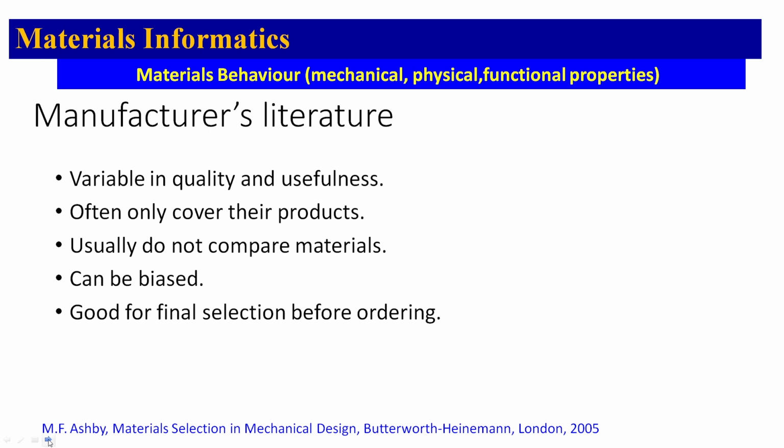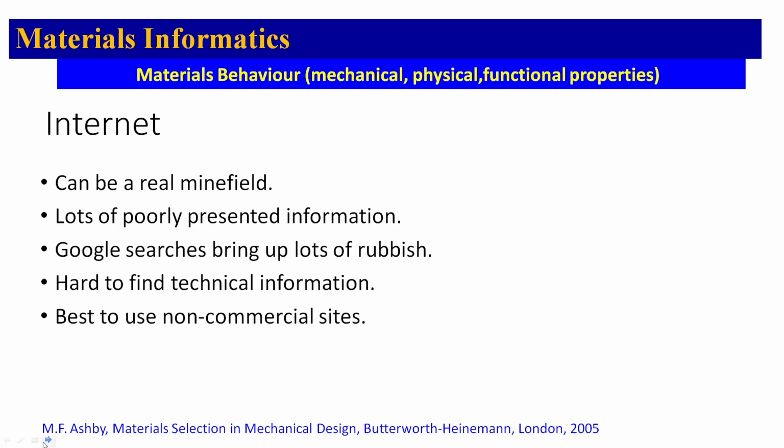The third one is manufacturers' literature. It is not very useful because it is variable in quality and usefulness. Manufacturers will advertise their own products, so they will focus on certain things, often only cover their products, and usually do not compare materials. Therefore, it can be biased, but it can be good for final selection before ordering. Otherwise, it is not very useful, please understand that, in the sense that it is kind of advertising, that is why.